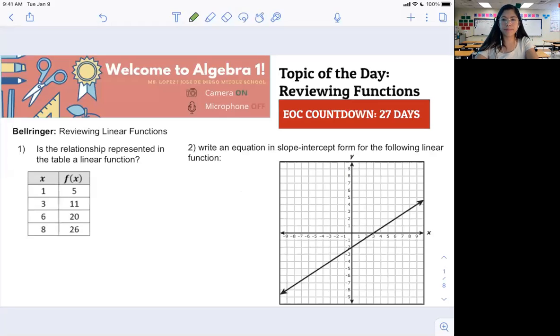What's the strategy? Come on, guys, we reviewed this yesterday. I should see 11 people responding in the chat. What's the strategy? Yeah, how do I figure it out? I want to know, is this linear? Yes? No? What do I do? What's my strategy?